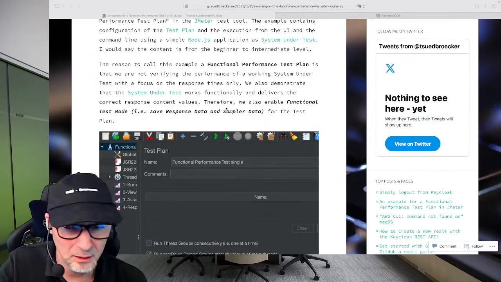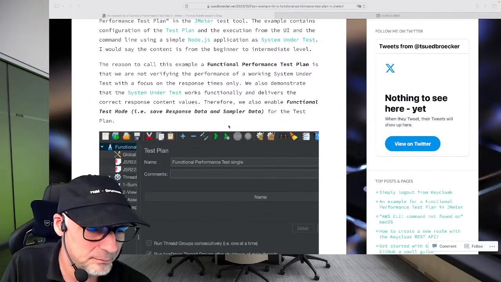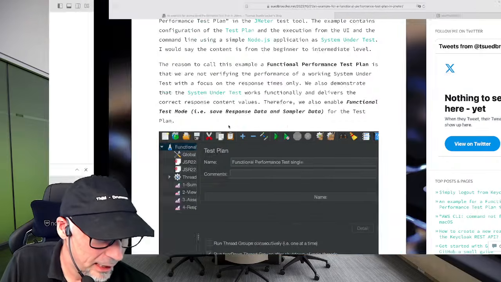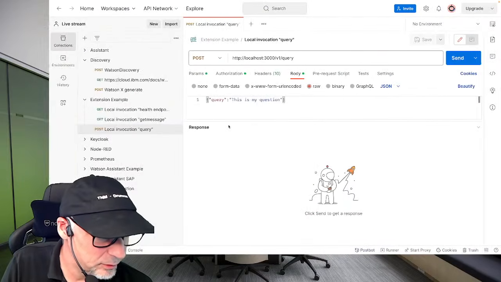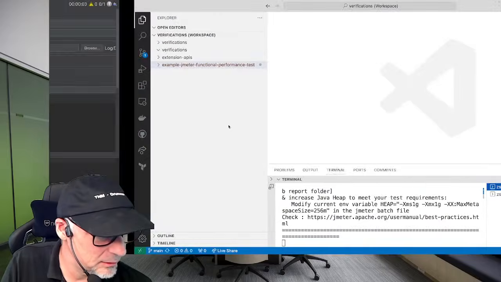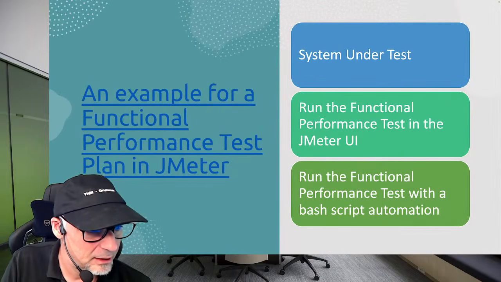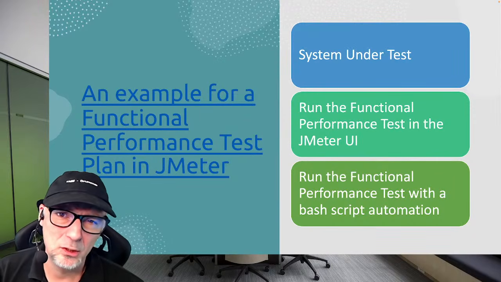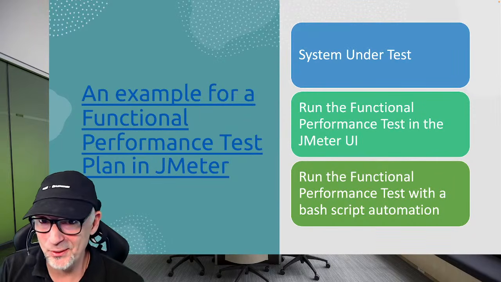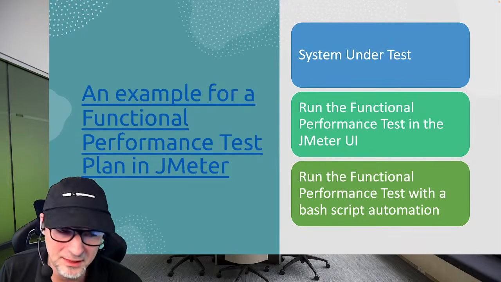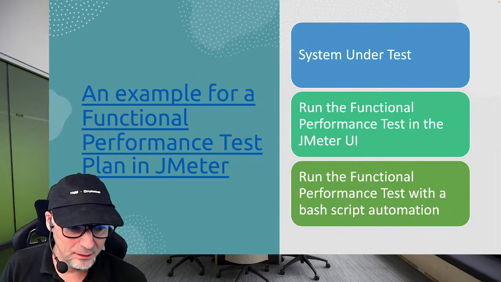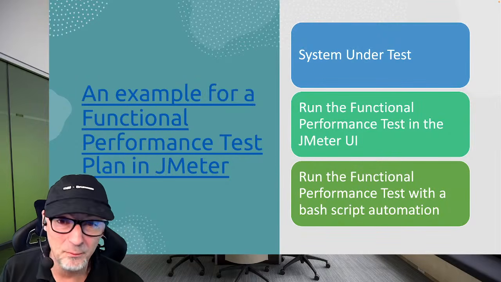I put everything in the description, you can find it there. What is the structure for today's stream? First, I want to give you information about what I use as an example system under test. Then we run the functional performance test in the JMeter UI. And then we run the functional performance test with a bash script automation.